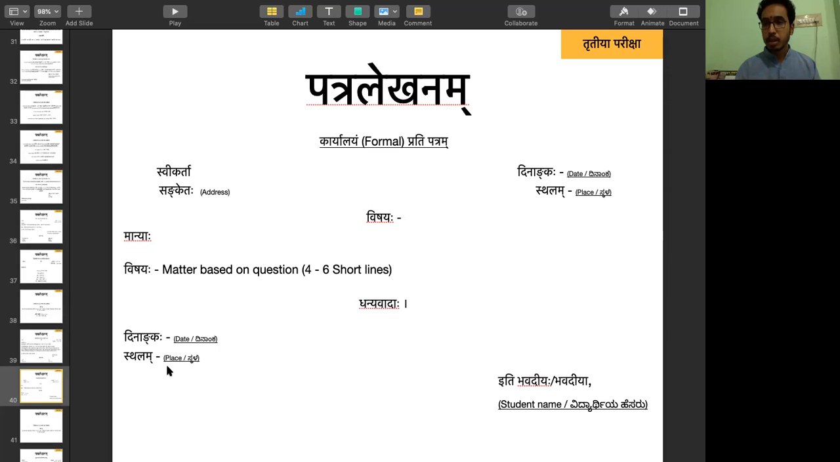So this is for you to write from where you have written, and this is when you're giving it to them. On the letter, you would have again written it. So this is again a repetition. Again, iti bhavadiya. In the leave letter, you would have written bhavadiya vidyarthi. In informal letter, iti bhavadiya putraha. But here it is bhavadiya or bhavadiya, nothing else. Don't write putraha, putri, vidyarthi. Don't write anything. Just bhavadiyah, and here write your name.